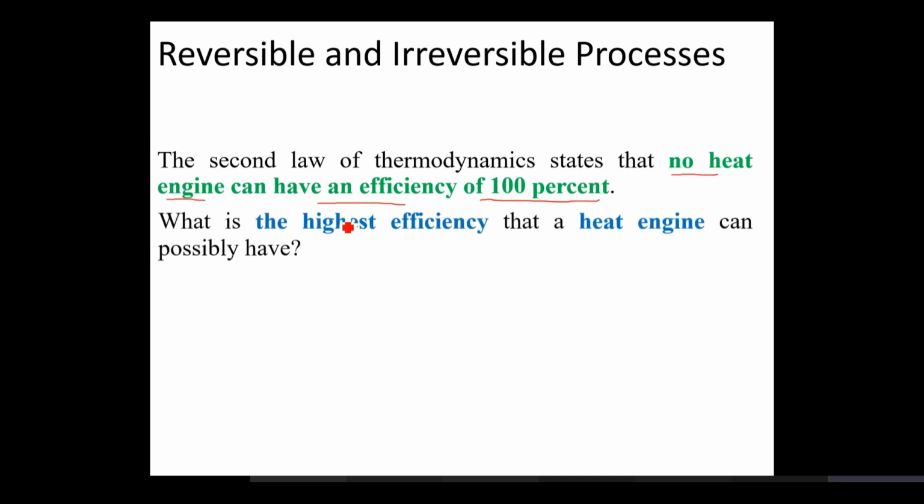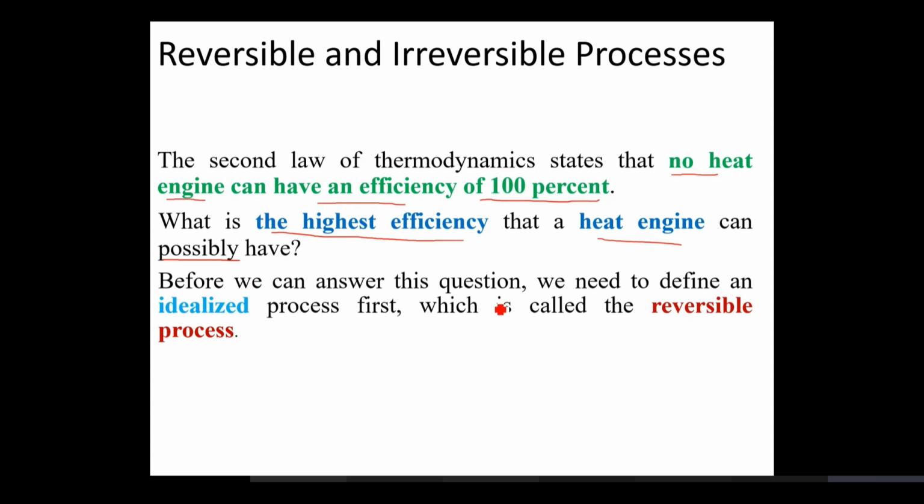So again, the question comes: what is the highest efficiency that a heat engine can possibly have? It cannot have 100%, but what is the possibility? What is the maximum efficiency that a heat engine could have? Before we could answer this question, we need to define an idealized process. And the idealized process, we call it a reversible process.